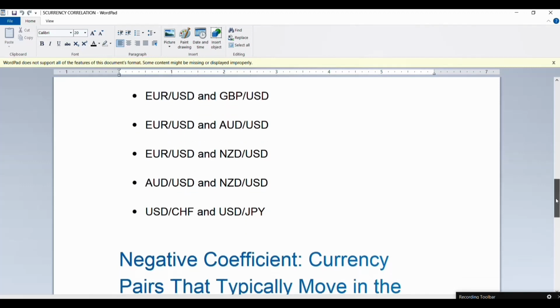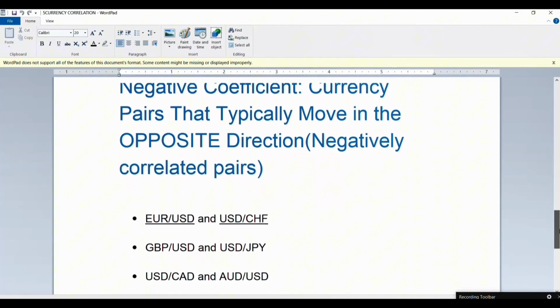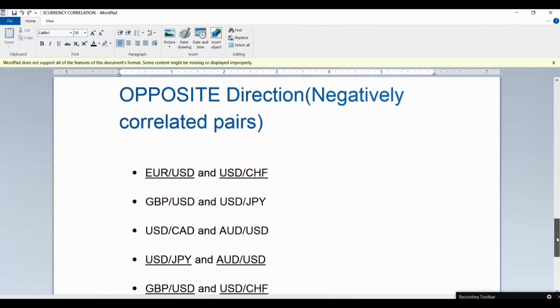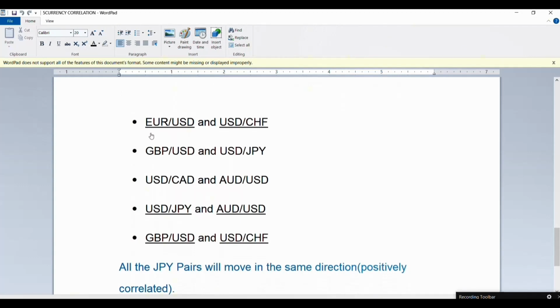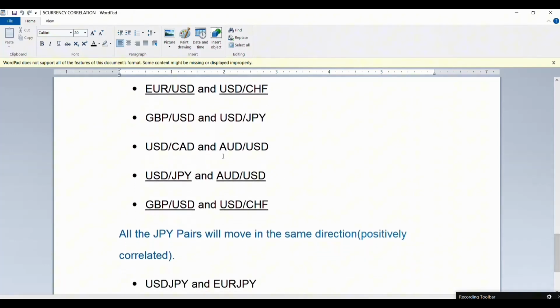Now, let's look at the negative coefficient, or currency pairs that typically move in opposite directions, and we say they are negatively correlated pairs. Euro USD and USD Swiss, they will never move in the same direction. If one of them is buying, the other will be selling. GBP USD and USD JPY, they are never going to move in the same direction. If one of them is buying, the other will be selling. USD CAD and AUD USD, they don't move in the same direction. USD JPY and AUD USD, GBP USD and USD Swiss, these pairs are negatively correlated. They don't move in the same direction.